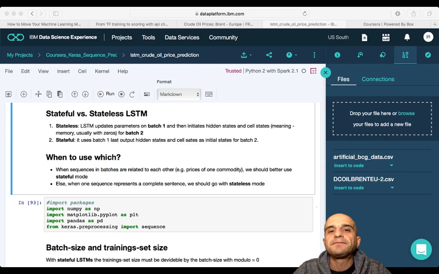Another example is, for example, if we deal with sentences. So if one sentence is in one batch and another sentence is in another batch, there are two completely different sentences, and they are completely unrelated to each other. So we don't need this stateful mode. Instead, we need stateless mode. But here we deal with commodities, or the same with stock prices, and we are going to select a stateful LSTM.